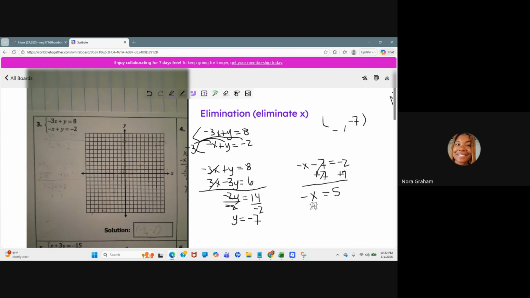Again, I want my x to be totally isolated. Right now I have negative x, which means it has a coefficient of negative 1. I divide both sides by that because I want to get rid of that negative. I want my x all by itself, right? So 5 divided by negative 1 is going to give me negative 5.